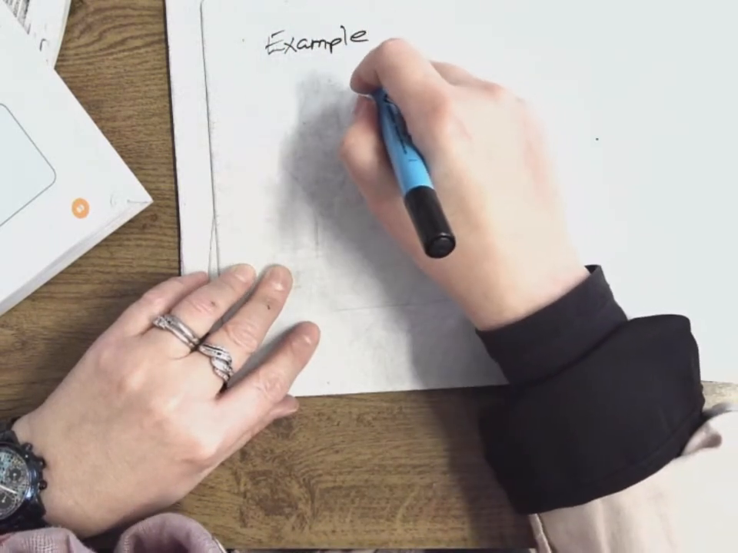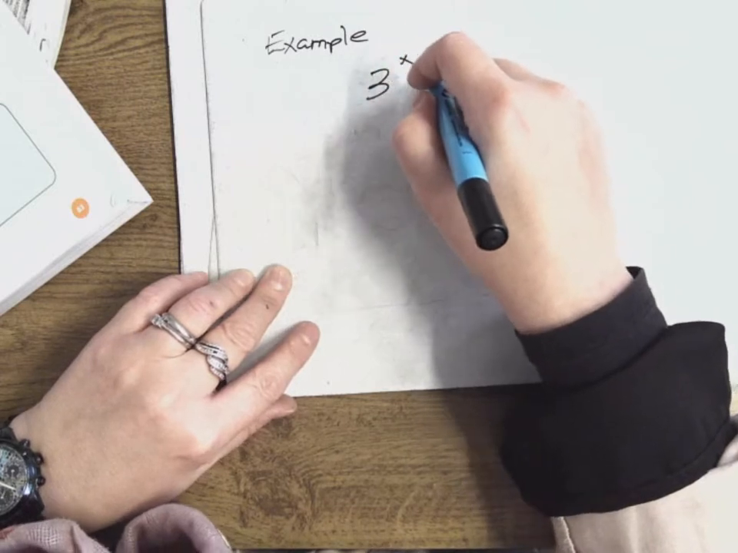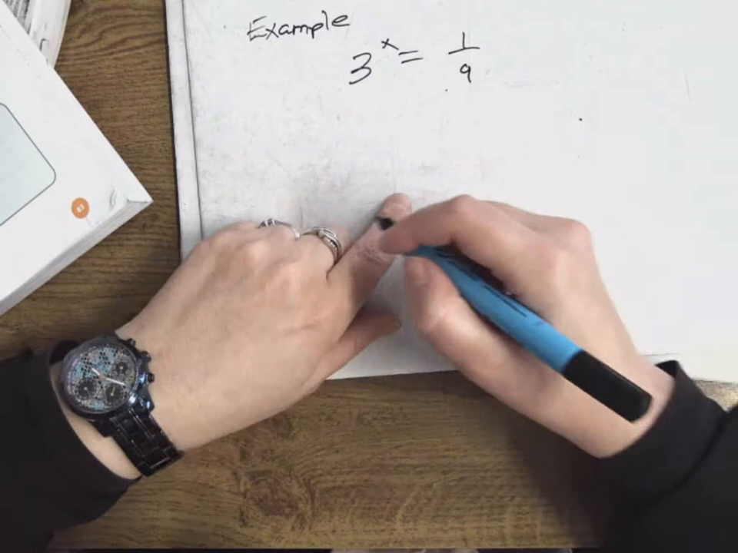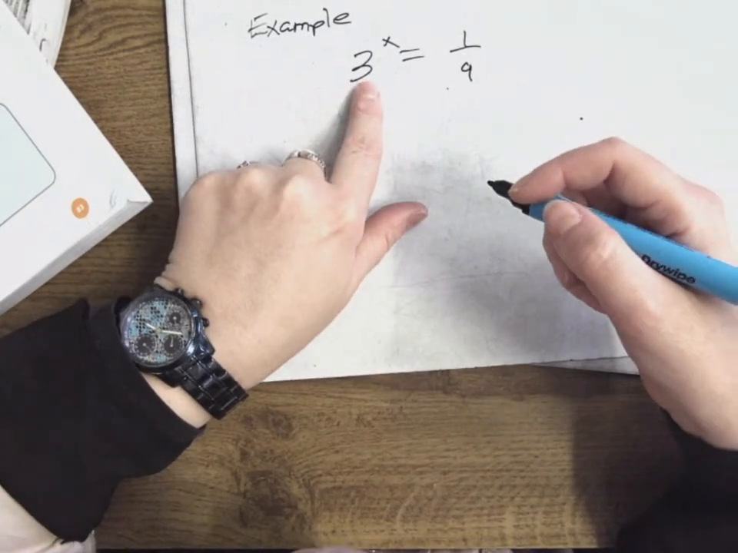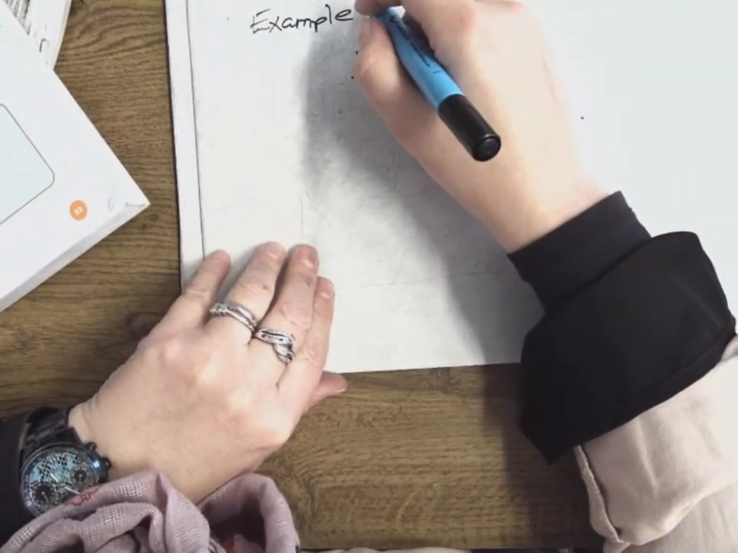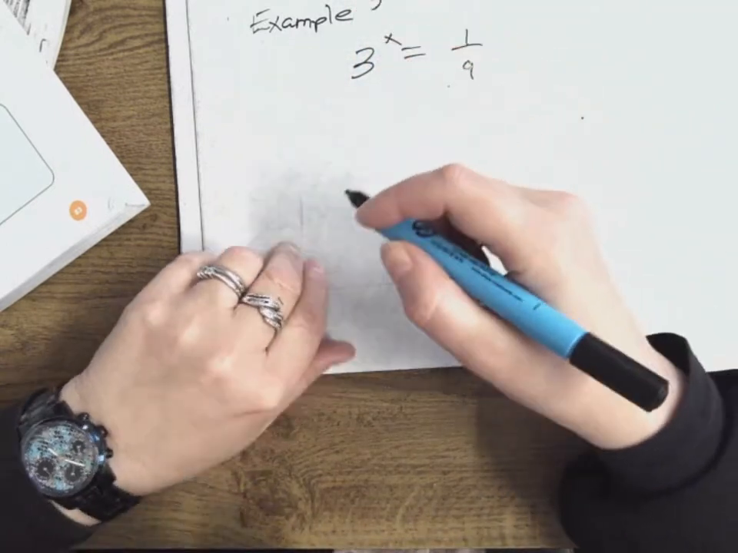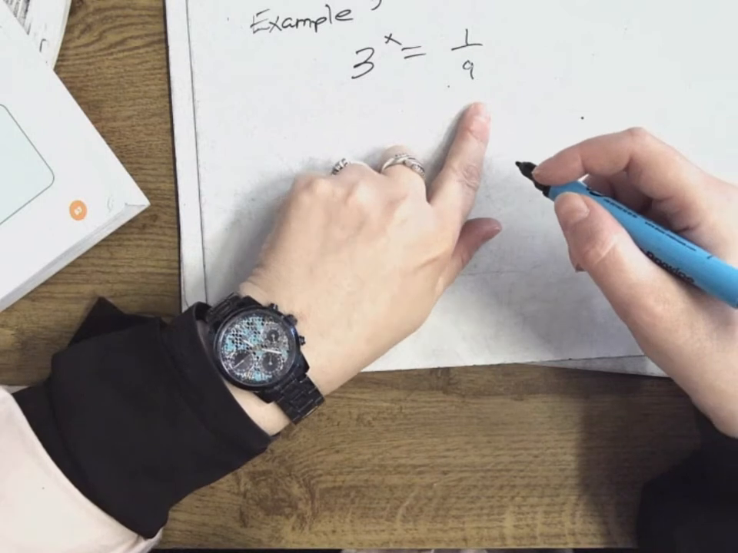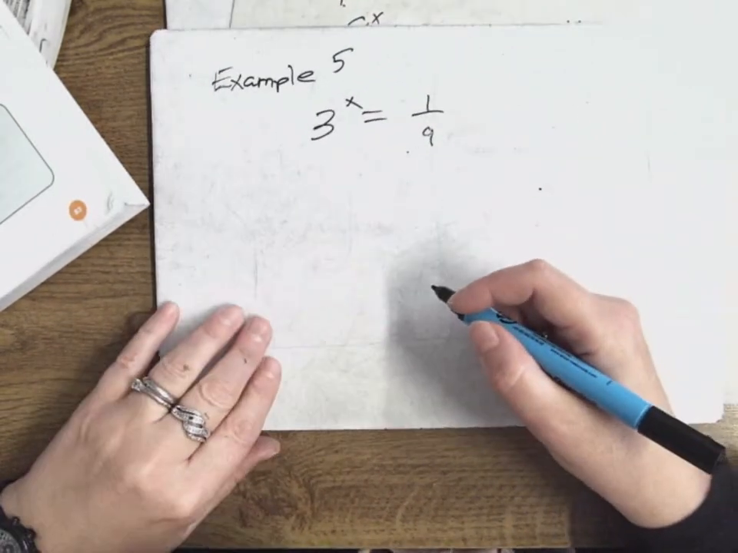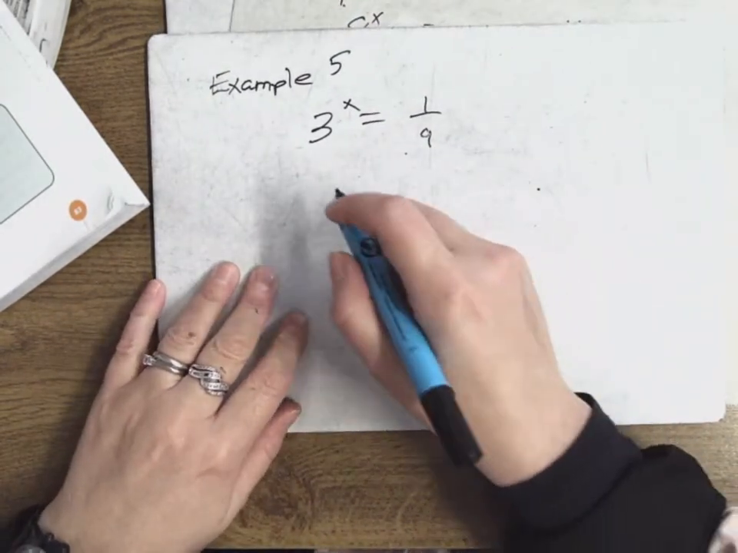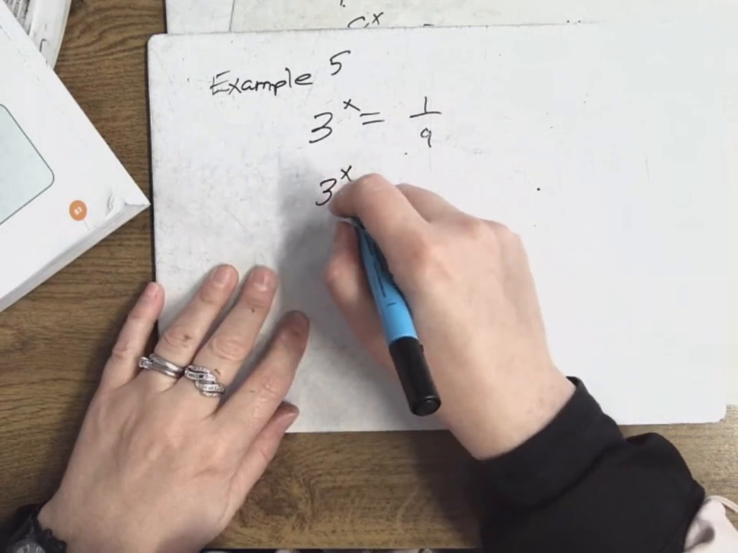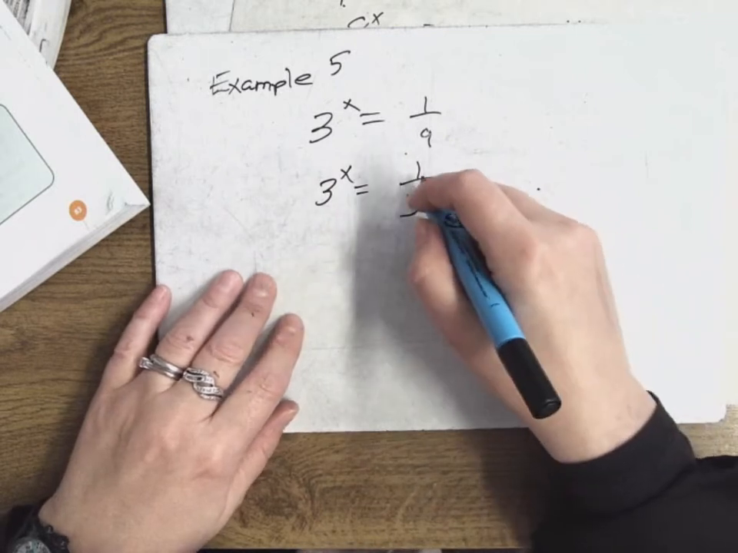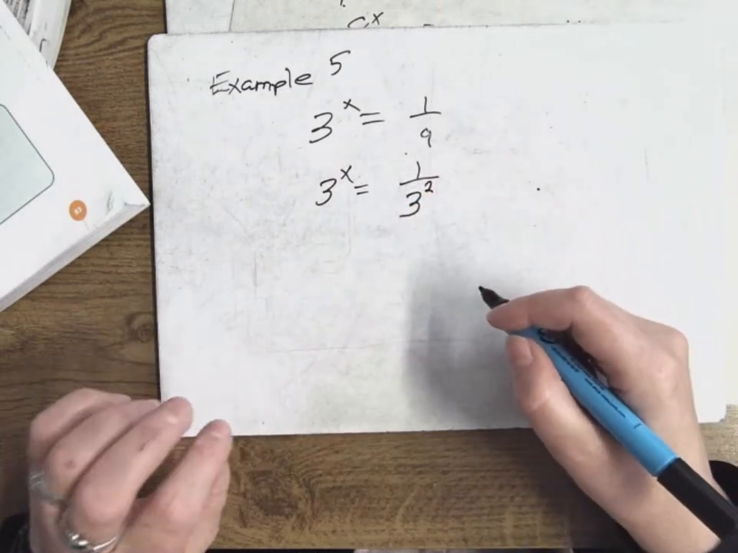Right, so if I had 3 to the power of x equals 1 over 9. I have to write this side as a power of 3. So 3 to the power of x equals 1 all over 3 to the power of what? 2. 3 to the power of 2. 3 by 3 is 9.